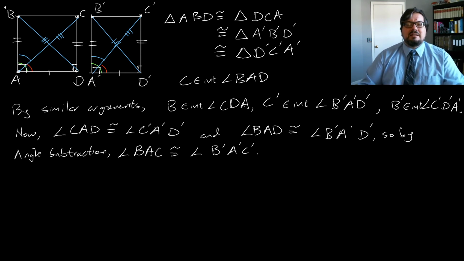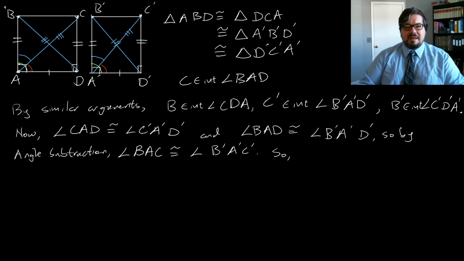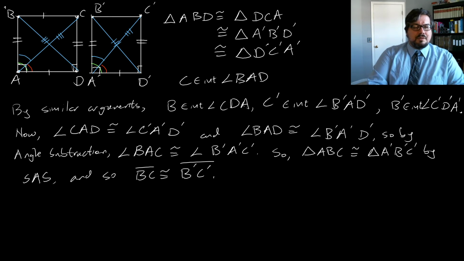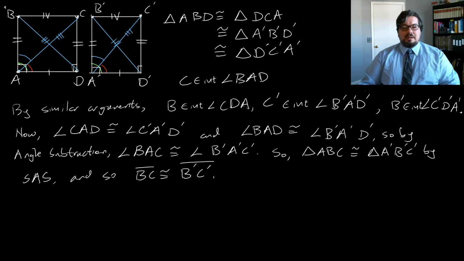So now that gives us congruences of the other triangles, of the upper triangles. So that means that triangle ABC is congruent to triangle A prime B prime C prime by side angle side again. And so that means that segment BC is congruent to segment B prime C prime. So that's going to give us the first part of what we were looking for.